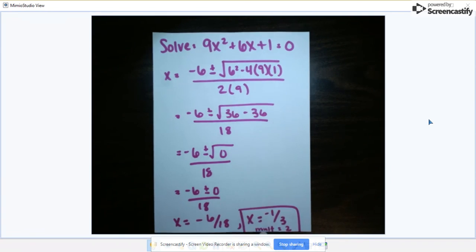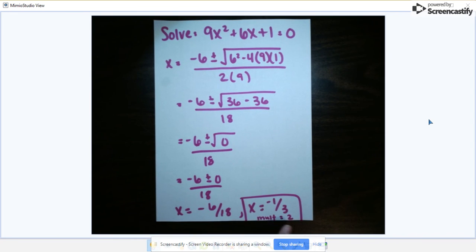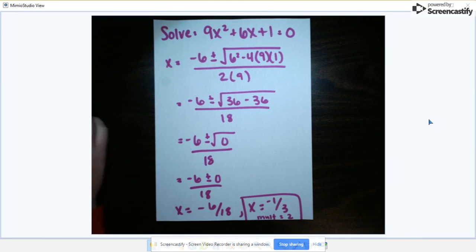And we have, oops, you can't see that. We have a multiplicity of 2. Remember, we talked about double roots the other day. Since negative 6 plus 0 and negative 6 minus 0 gives you the same thing, we have that double root or multiplicity of 2.